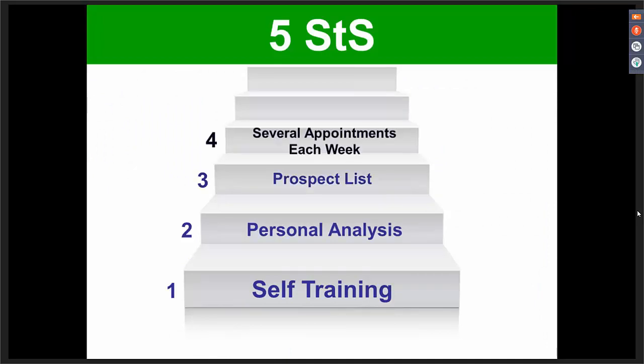Sorry about that. Number 4 is several appointments each week. So that means you're going to have to get in front of people. You're going to have to talk to people. And step 5 is if you do several appointments a week, your goal is to try to do 4 sales in the course of a month.